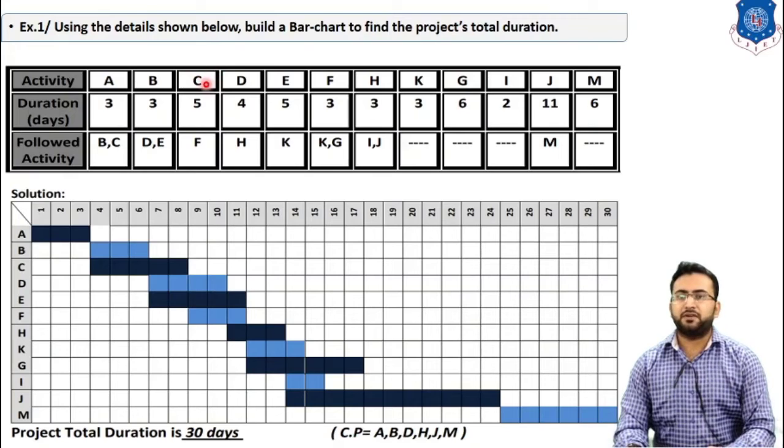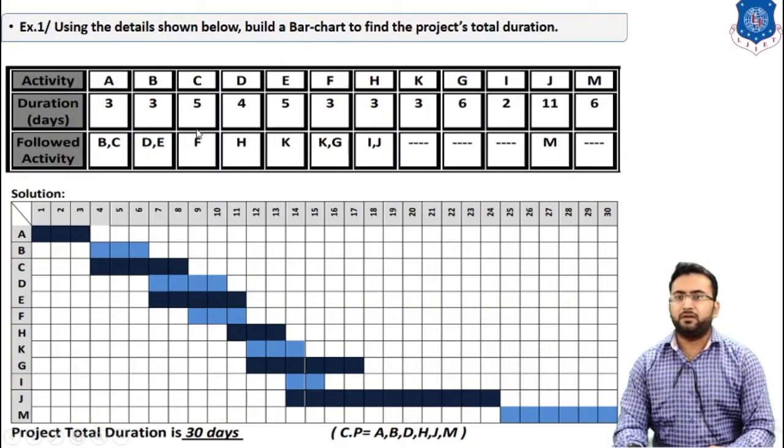Now after completion of activity B, we have to start activities D and E. Activity B completes at 3 plus 3, after 6 days. So after 6 days, we have to start activities D and E. Activity D is for 4 days and activity E is for 5 days. So let's start activity D, which is for 4 days, and activity E for 5 days.